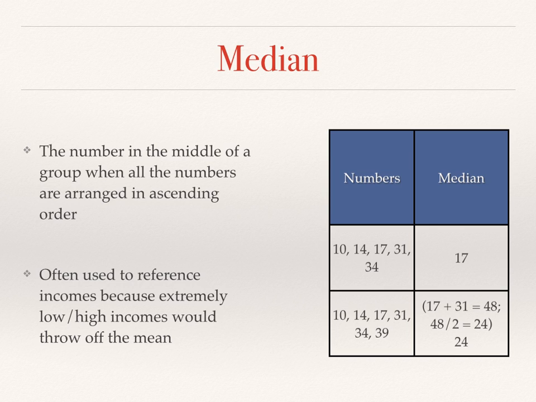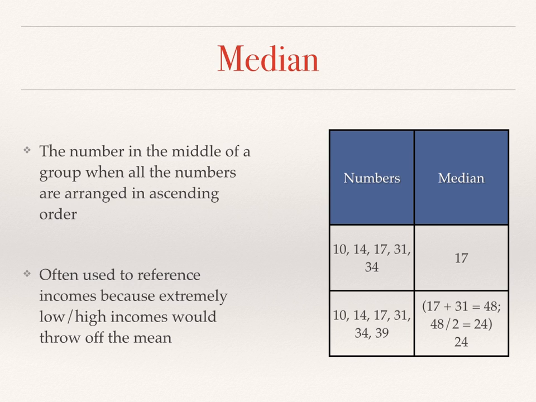However, if we had an even number of variables in our data set, then we would have to take the mean of the 2 variables in the middle of the data set in order to find the median. So for example, if we had one additional number in our data set that was 39, then we would have 2 numbers in the middle of that set, both 17 and 31. In order to find the median, we would have to find the mean of 17 and 31. Since 17 plus 31 is 48, and 48 divided by 2 is 24, 24 would be the median in the second data set.